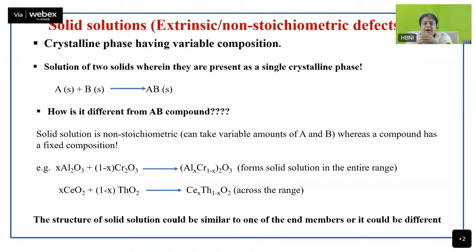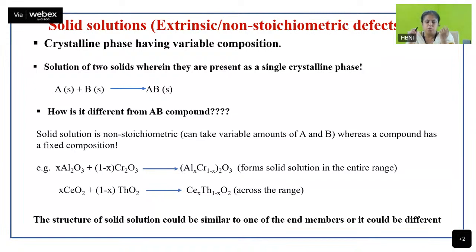Because a compound also many a time has more than one cation. It can have two, three, four cations. So how is my solid solution different from a compound? Both of them are crystalline phases, whether it is a solid solution or a compound. But a crystalline phase that has variable composition is a solid solution. When I call something a compound, then it does not have variable composition.